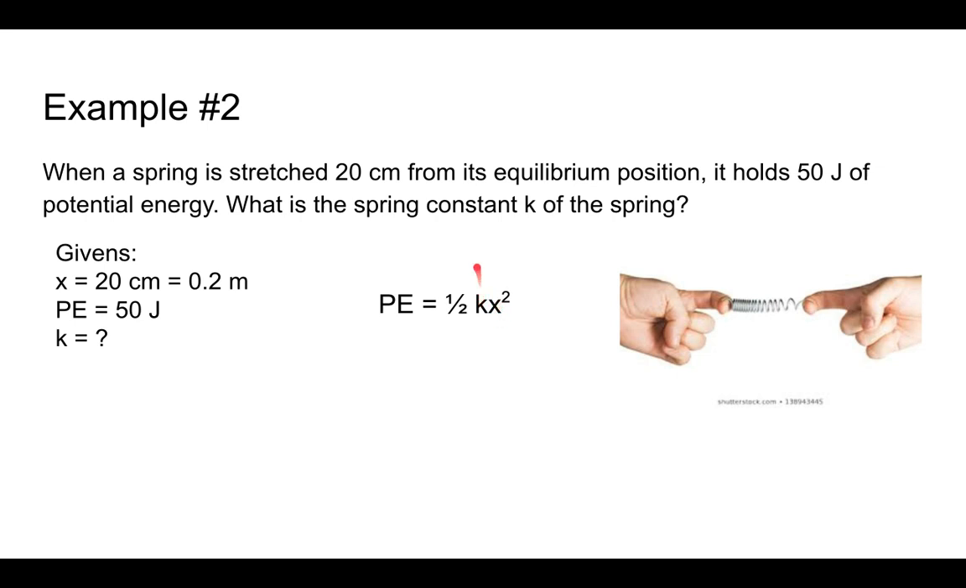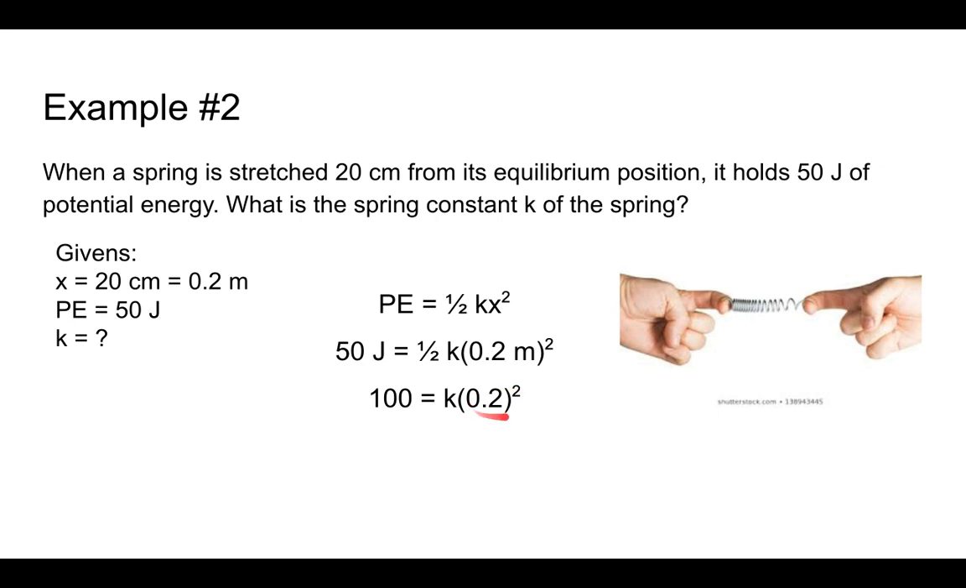And then this is what we're solving for here. So plugging in our numbers, we get 50 joules is equal to 1/2 times K times 0.2 squared. The first thing I'm going to do here is multiply both sides of this equation by 2 to get rid of this 1/2 right here. So I get 100 equals K times 0.2 squared.